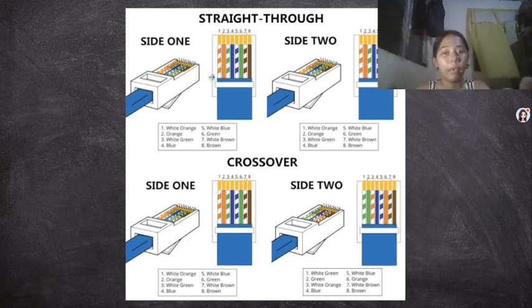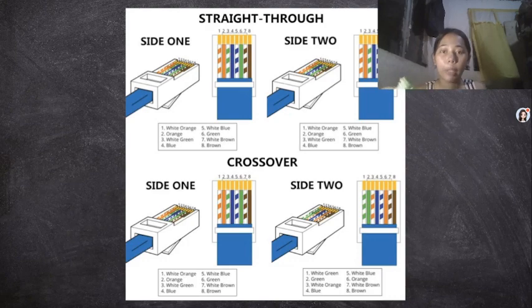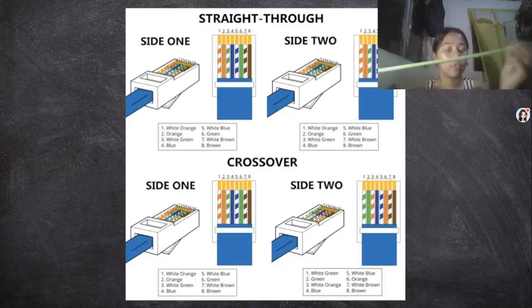If the colors are white orange, white green, blue, then white blue, then green, white brown, brown. The answer on the other side is that pin 1 should be white orange, then white green, blue, and so on. So the colors should correspond if it is straight through.